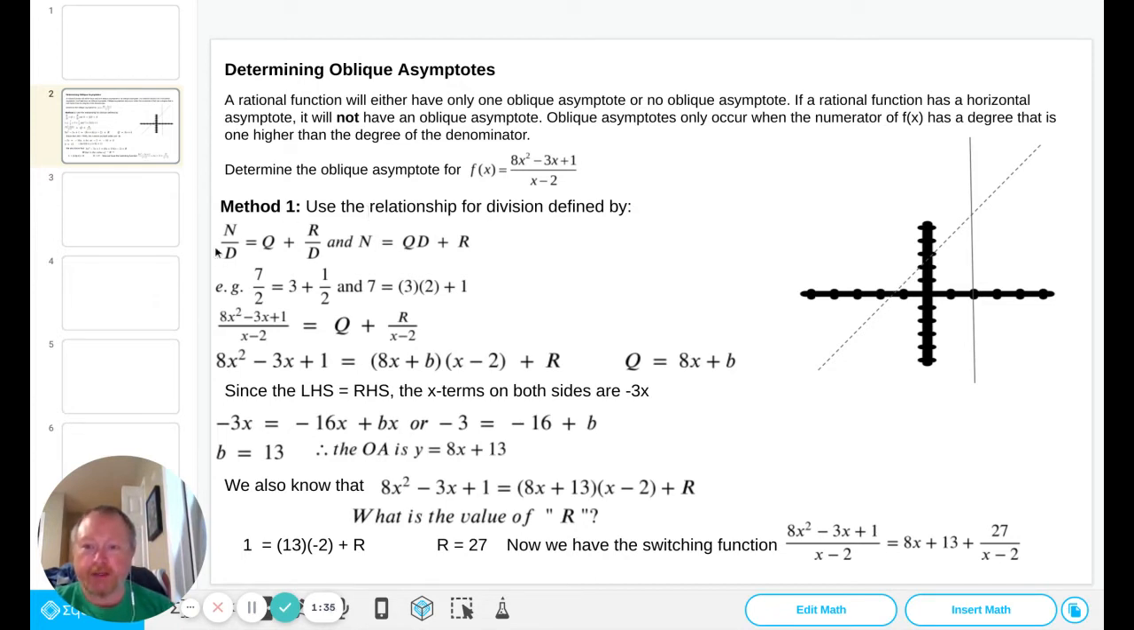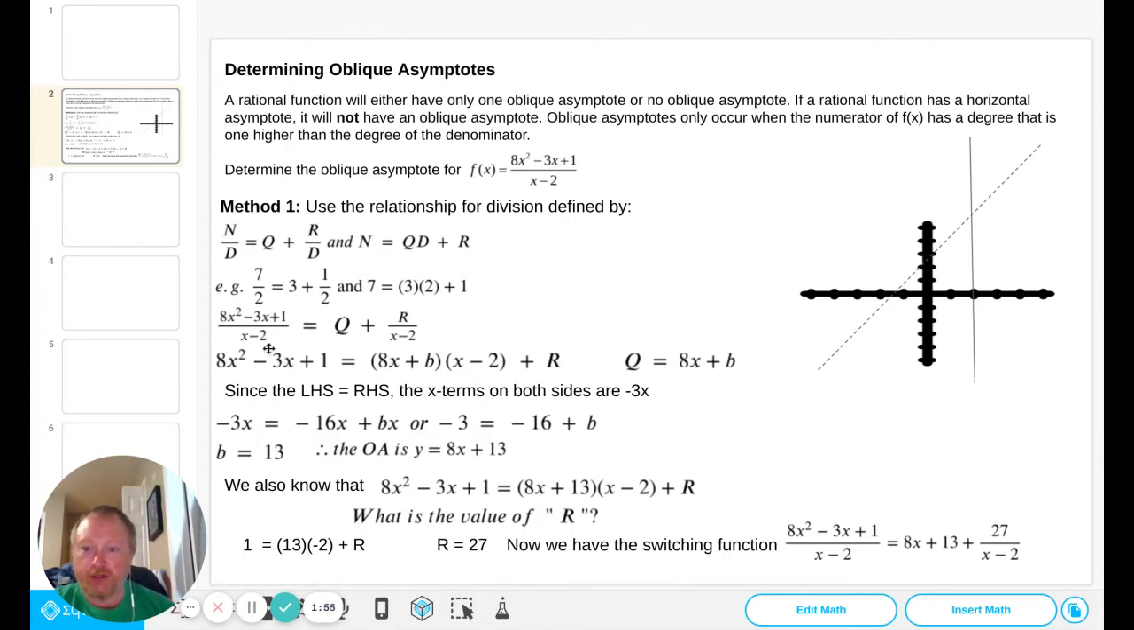So we're going to use this relationship: n over d equals q plus r over d. And then when you multiply both sides by d, you end up with this. Now, here's a specific example right here. And that specific example, I think, will help you understand this relationship.